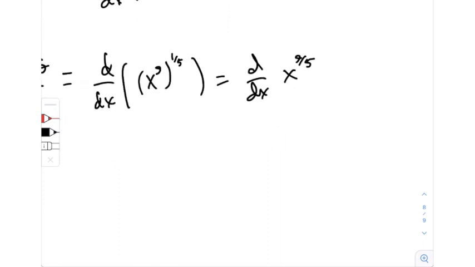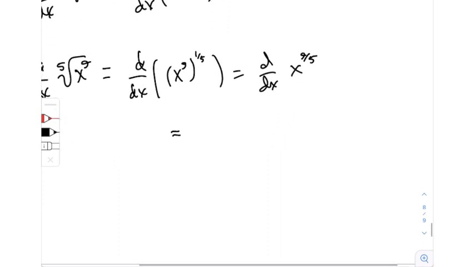9/5. And then, to actually do the derivative, you multiply that down front: 9/5 times x to the power. What's the new power going to be? You subtract 1. Yeah? 4/5, yeah. 9/5 minus 1. 1 is 5/5, so you do 9/5 minus 1. You get the idea. 4/5.